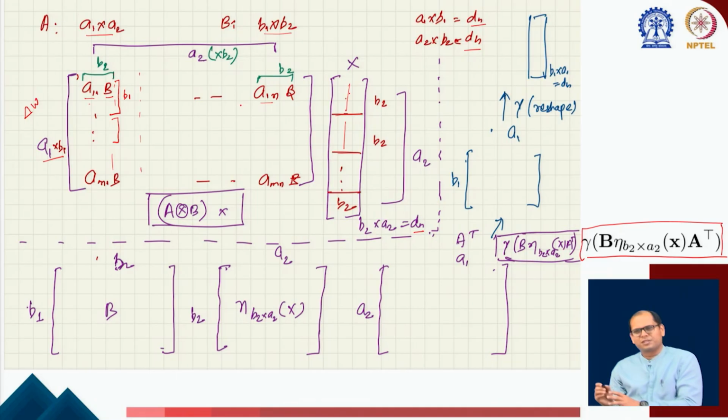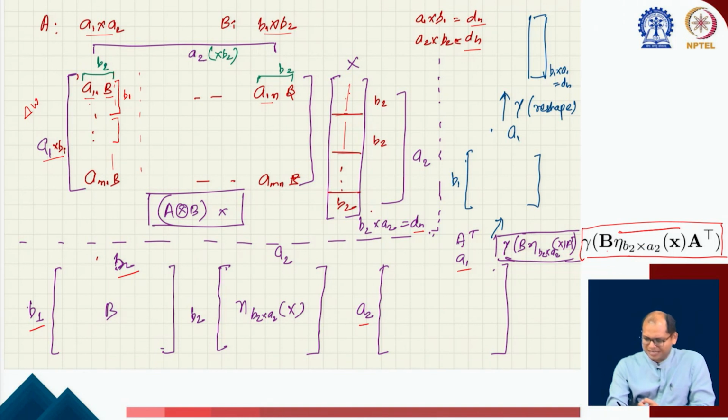Let's first see that the outputs are of the same dimension. So you have A transpose should be A2 cross A1, right? A2 cross A1, good. B is B1 cross B2. And what about x? You take x and reshape it into a matrix of size B2 cross A2, right? B2 cross A2 is the dimension of x. And if you multiply these, B1 cross B2, B2 cross A2, A2 cross A1, you will get a matrix of size B1 cross A1.